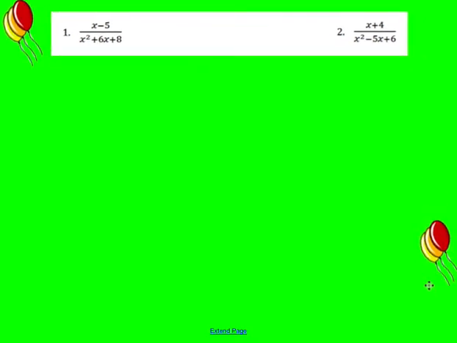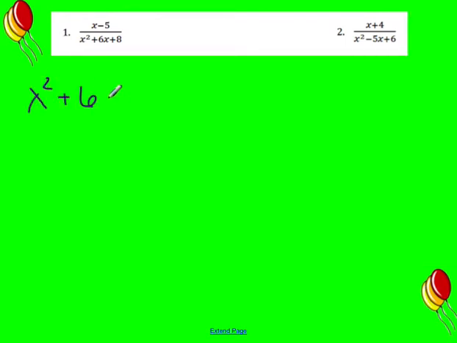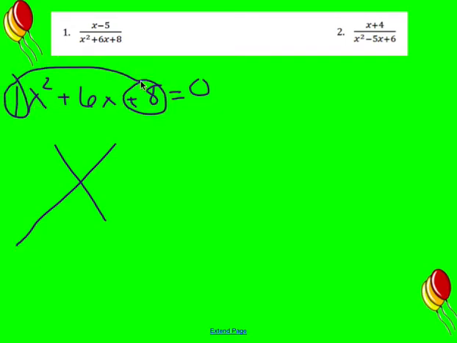Taking a look first at number 1. To get the excluded values, we know that the denominator is going to be set equal to 0. So we have x squared plus 6x plus 8 is equal to 0. In order for us to figure out when x is going to be equal to 0, we have to factor. Notice that our coefficient is 1, so I can use that easy factoring way. 1 times 8 is 8, so you're multiplying to 8 and adding to 6. What multiplies to 8 and adds to 6? That's going to be 4 and 2. So I can immediately put this into factored form: x plus 4 times x plus 2.